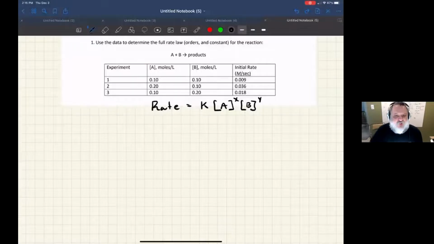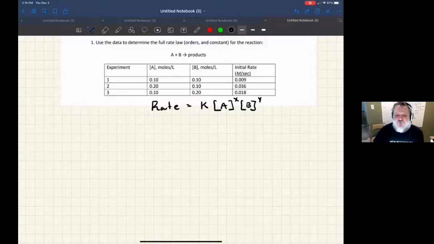All right, guys, this question asks us to determine the full rate law for a hypothetical reaction of A plus B goes to products, and I give you some data. Remember that the rate law, unless it's for an elementary process, and it doesn't say that this is an elementary process, is undeterminable unless you have some experimental data.